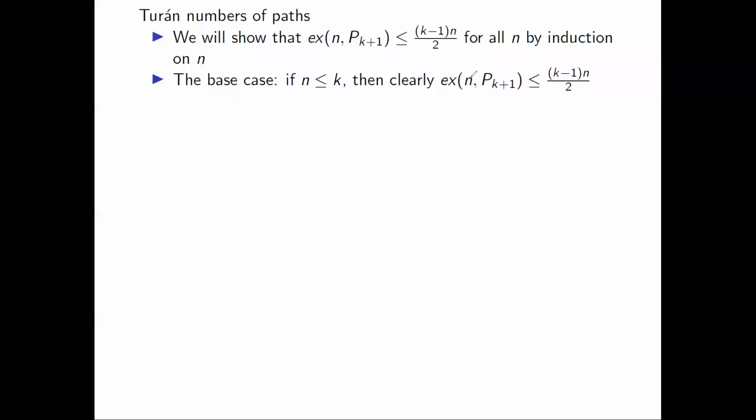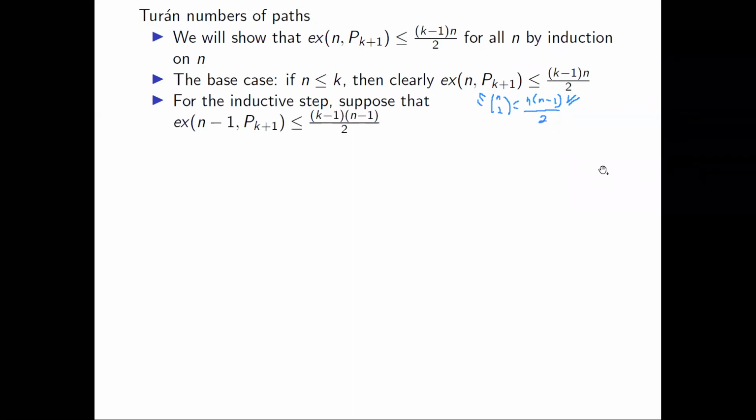Why is it clearly true there? Let's look at that for a second. So the claim is that if n is less than or equal to k, then the extremal function of n comma P sub k plus 1 is less than or equal to k minus 1 times n over 2. Well, since a graph of order n has at most n choose 2 edges, then ex of n comma P sub k plus 1 is less than or equal to n choose 2, which equals n times n minus 1 over 2. And since n is less than or equal to k, then n minus 1 is less than or equal to k minus 1. And that gives us n times n minus 1 over 2 is less than or equal to k minus 1 times n over 2. So this is how we got the base case.